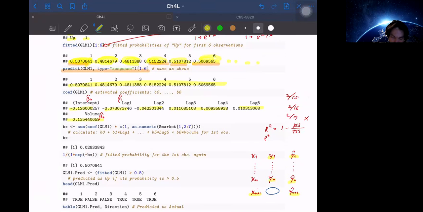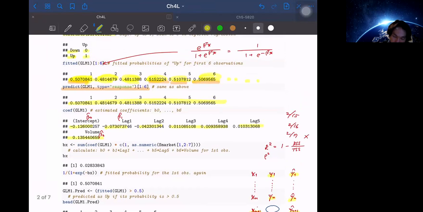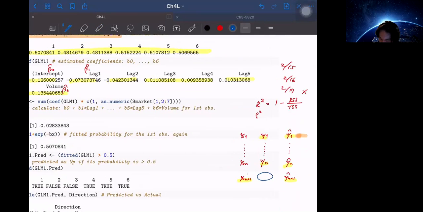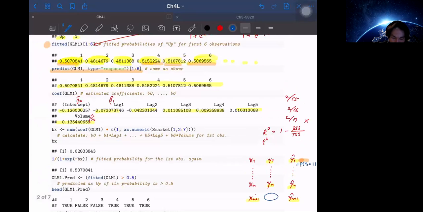So here we use two methods to calculate the fitted value, y1 hat to yn hat. Actually this is the probability that y1 is equal to 1. And how to calculate it? Of course, in terms of coding, this or this can do the job. But what's the theory behind it?